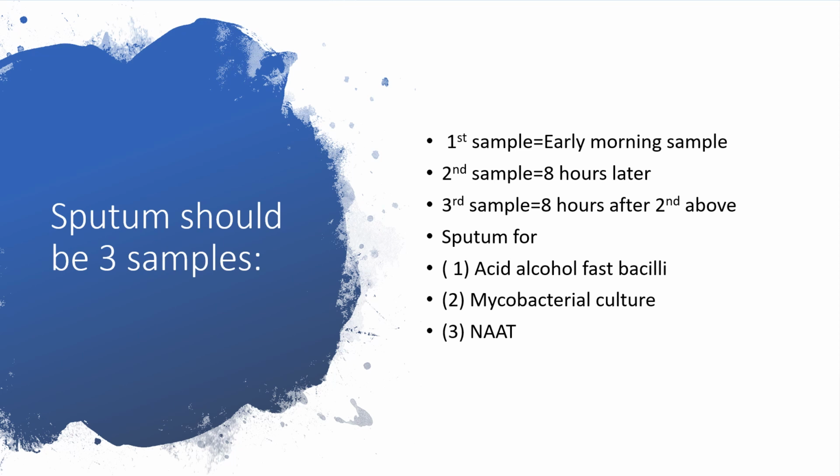The sputum should be 3 samples. The first sample early in the morning. The second sample should be taken 8 hours after the first. The third sample should be taken 8 hours after the second. When we have obtained the samples, what are we going to do with them? We can have acid-fast bacilli, Mycobacterium culture, and nucleic acid amplification test done.